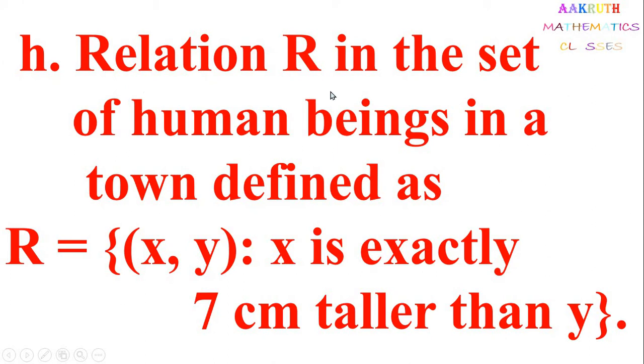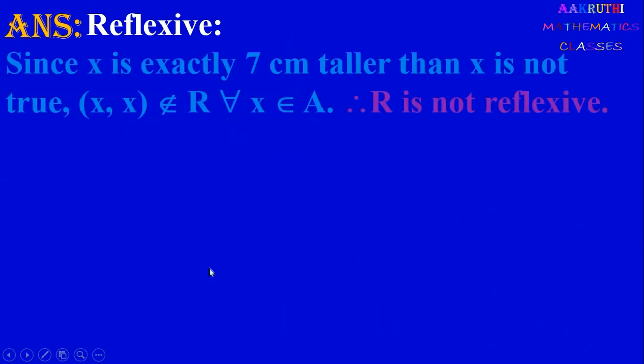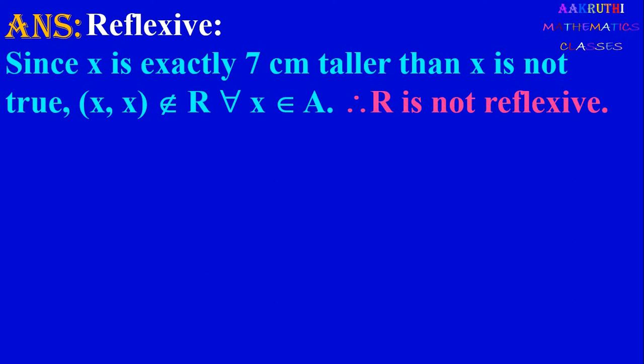Next one, relation R in the set of human beings in a town defined as R equal to the set of all (x, y) such that x is exactly 7 cm taller than y. Here the relation is x should be exactly 7 cm taller than y. Then only x and y are related. Now first we check whether it's reflexive. Since x is 7 cm taller than x is not possible, therefore (x, x) does not belong to R. Therefore R is not reflexive.